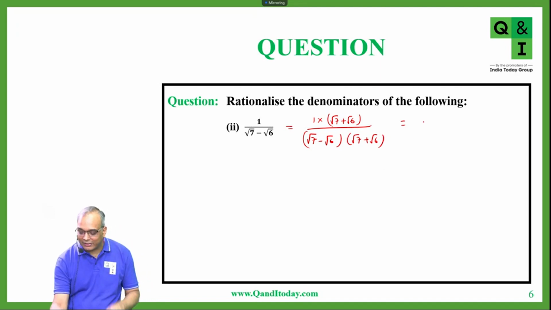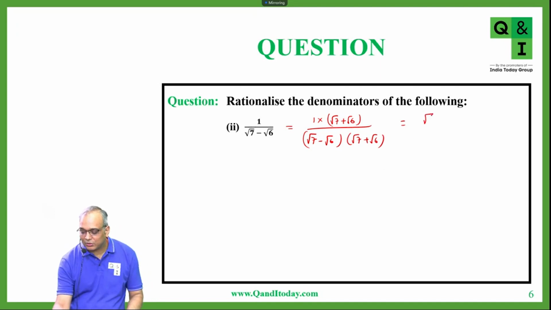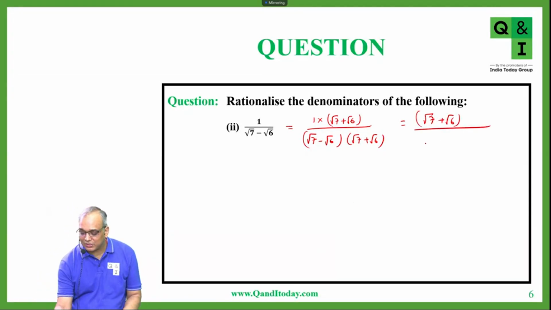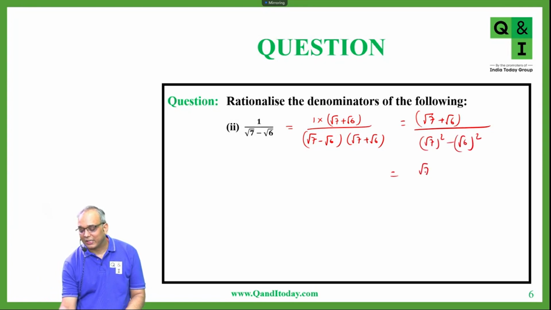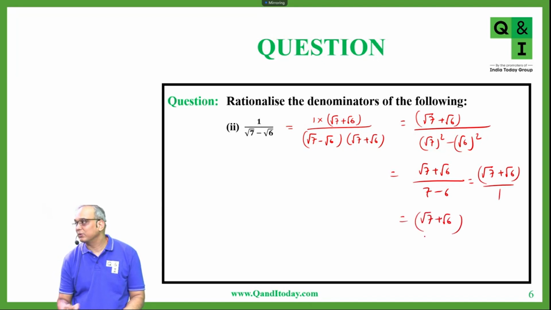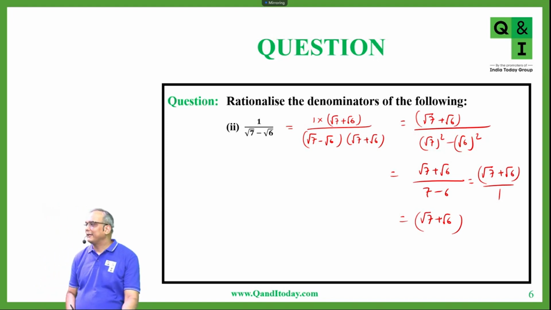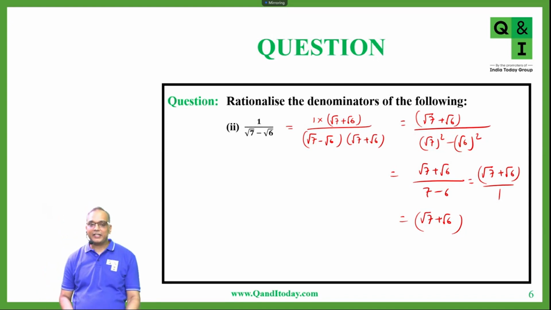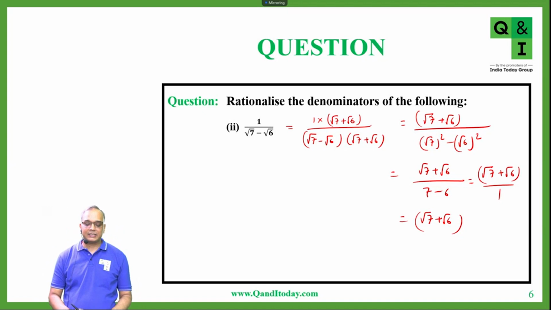So 1 into root 7 plus root 6 is root 7 plus root 6 in the numerator. In the denominator, you have a minus b into a plus b, which is a square minus b square. So this is root 7 square minus root 6 square, that is root 7 plus root 6 by 7 minus 6. That is root 7 plus root 6 by 1, which is nothing but root 7 plus root 6. Yes, you are correct. Anay, Aditi, Arush, all of you are correct. If we rationalize the denominator in this question, the answer is root 7 plus root 6.